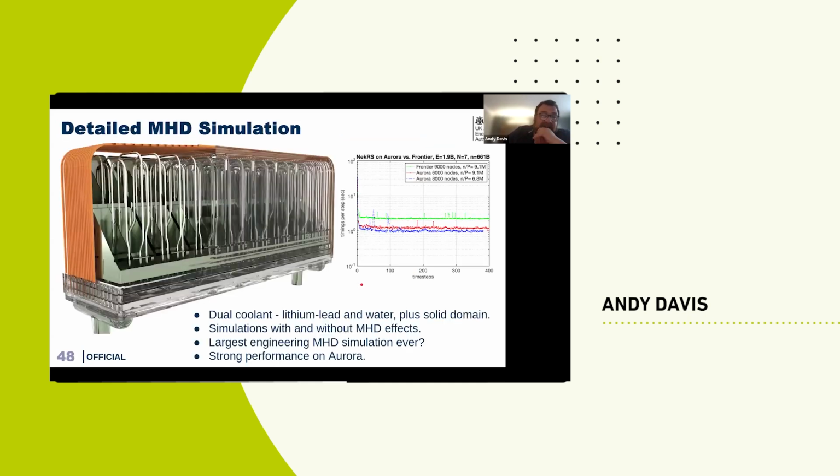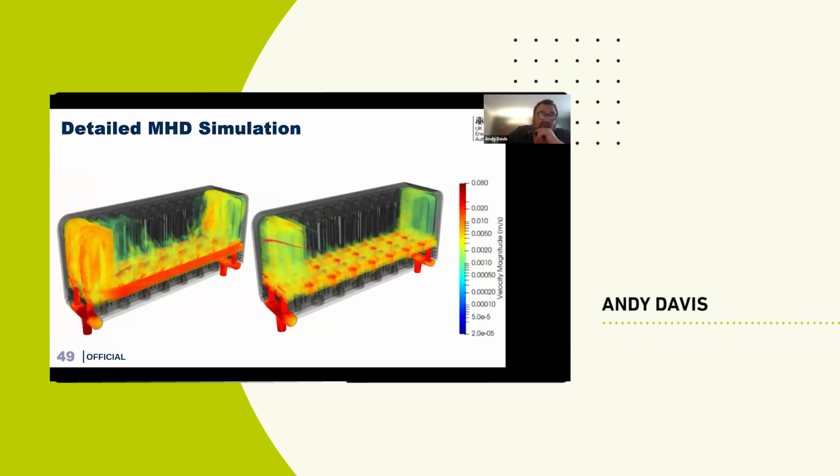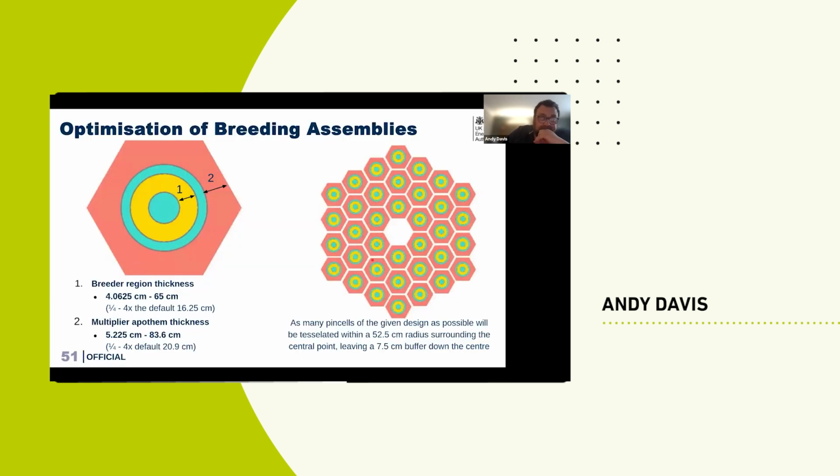An example of a really nice detailed MHD simulation we've recently done, which is possibly the largest engineering MHD simulation ever done, gives us an understanding of what goes on here in a blanket. When the magnetic field is on, it really suppresses the turbulence in the blanket, which will have benefits to our engineers, who can neglect things which we now know aren't important.